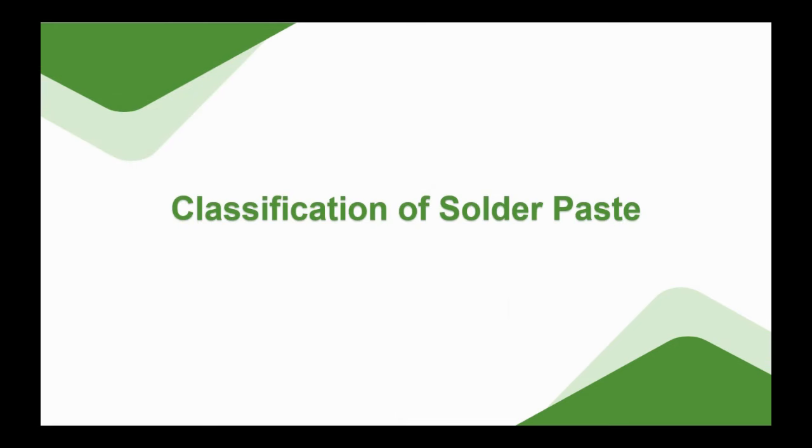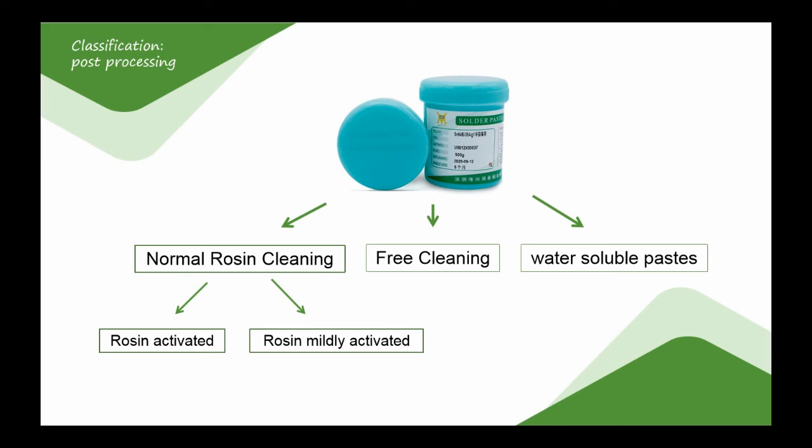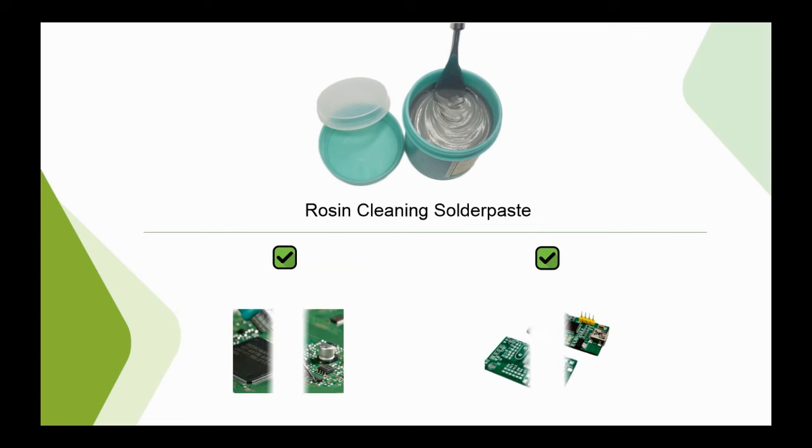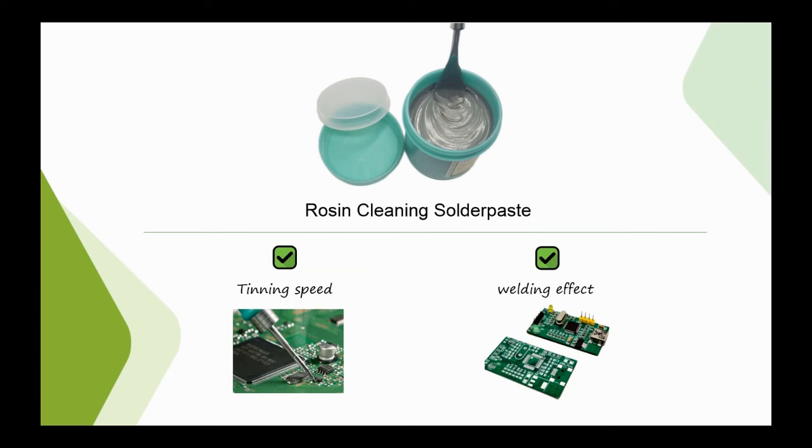And then let's introduce different solder paste classification methods, according to post-processing, additives, or practical manufacturing needs. First, solder paste has three categories according to post-processing: low-residue resin clean, no-clean, and water-soluble pastes. Low-residue resin clean is divided into two categories: resin activated and resin mildly activated. In the soldering process, this type of paste has better performance, cleaning speed, and a good soldering effect.